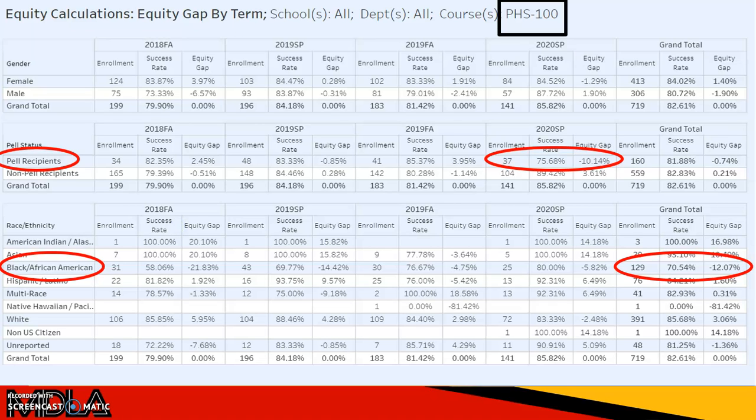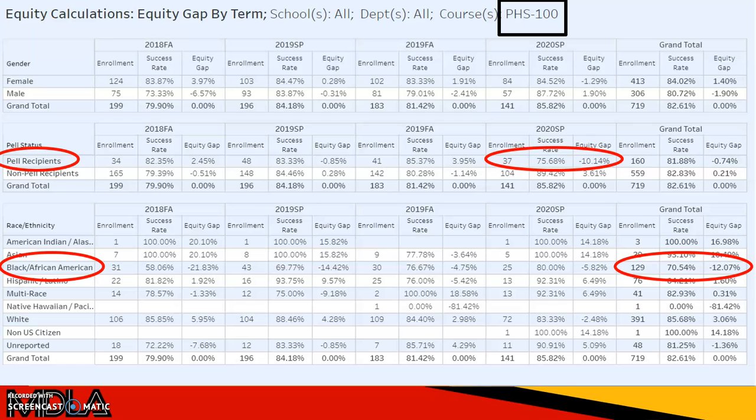This is an equity calculations data dashboard we have access to through our college's Planning, Research, and Institutional Assessment Group, or PRIA. This is for PHS 100, which captures data by semester from fall 2018 to spring 2020, as well as aggregate over the whole period.